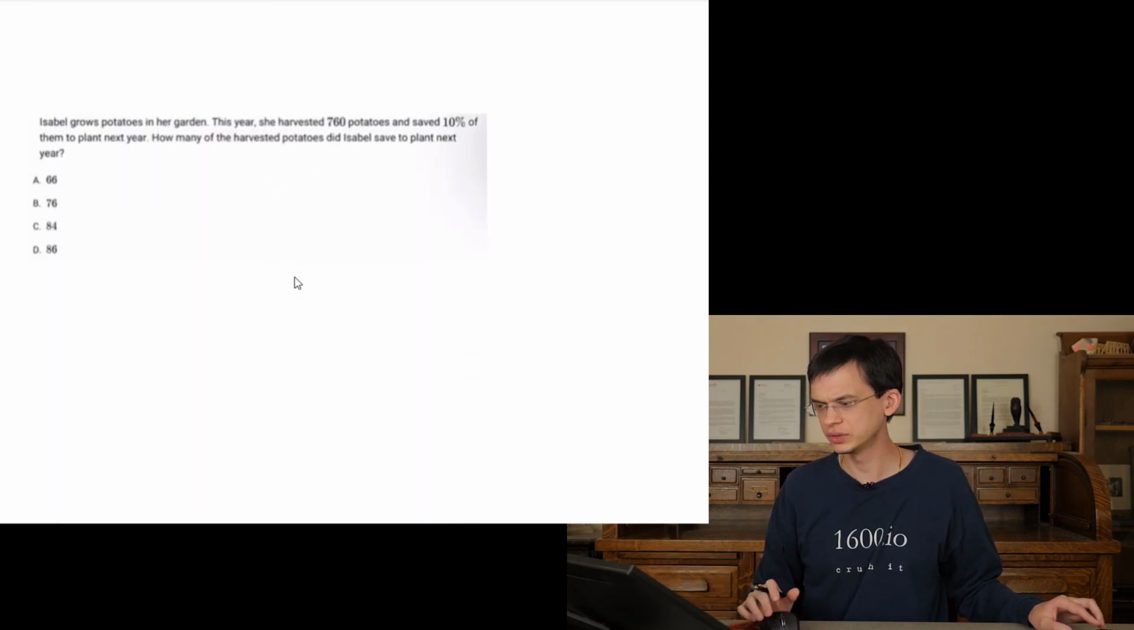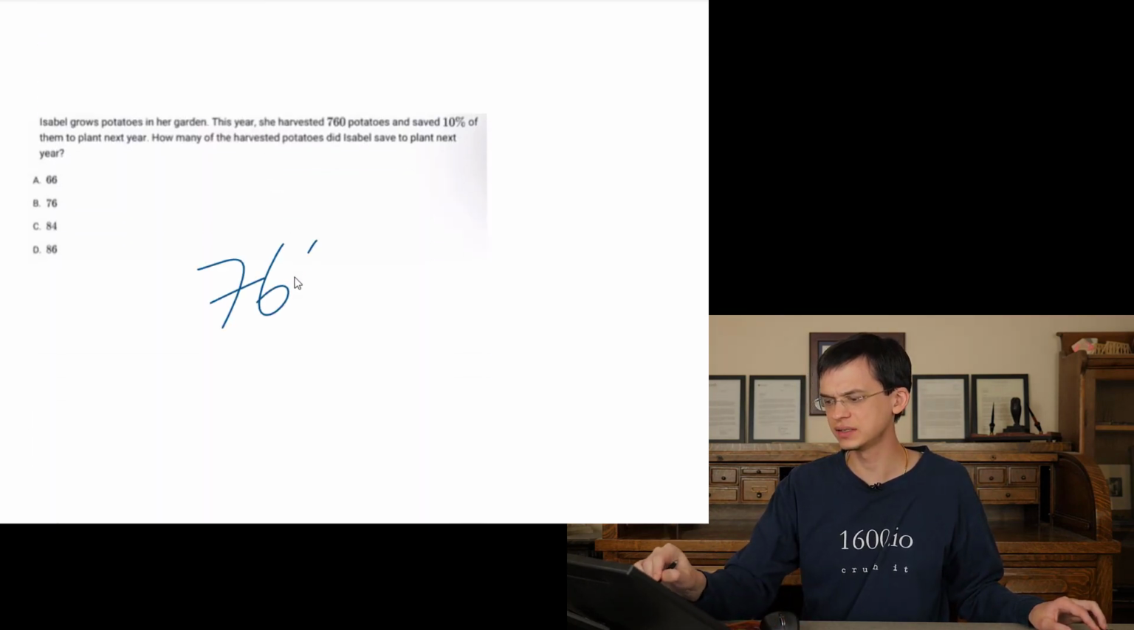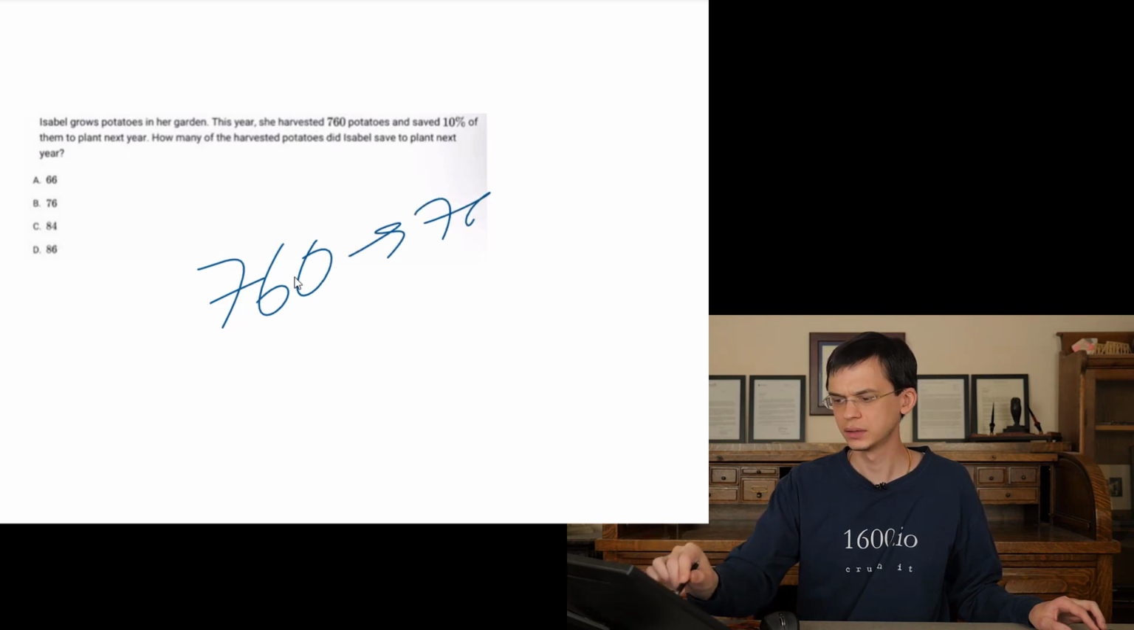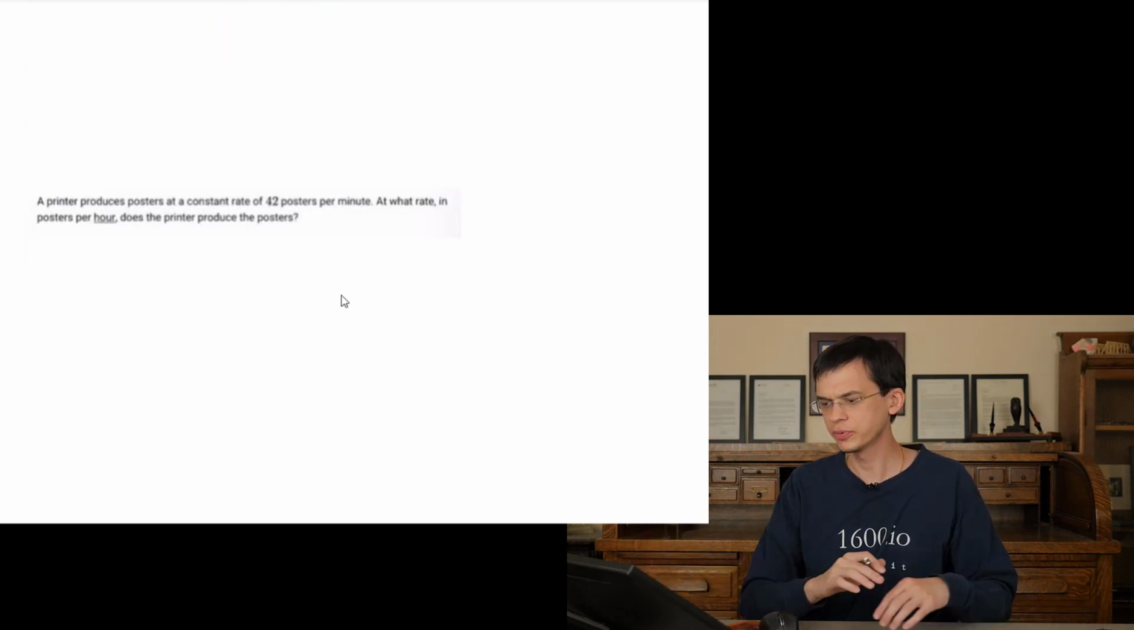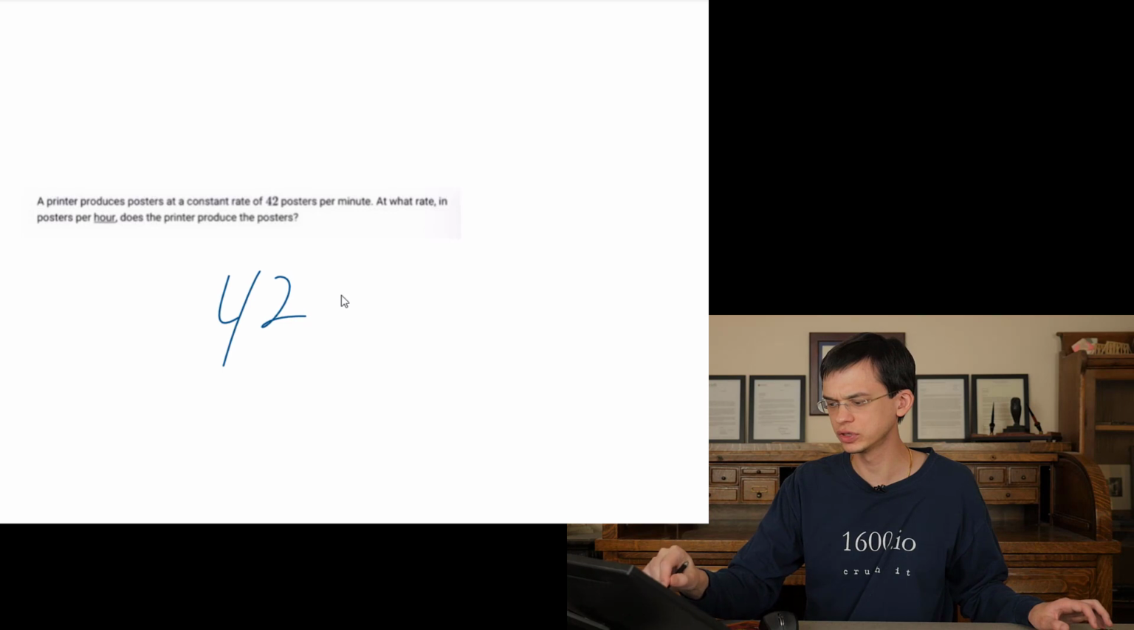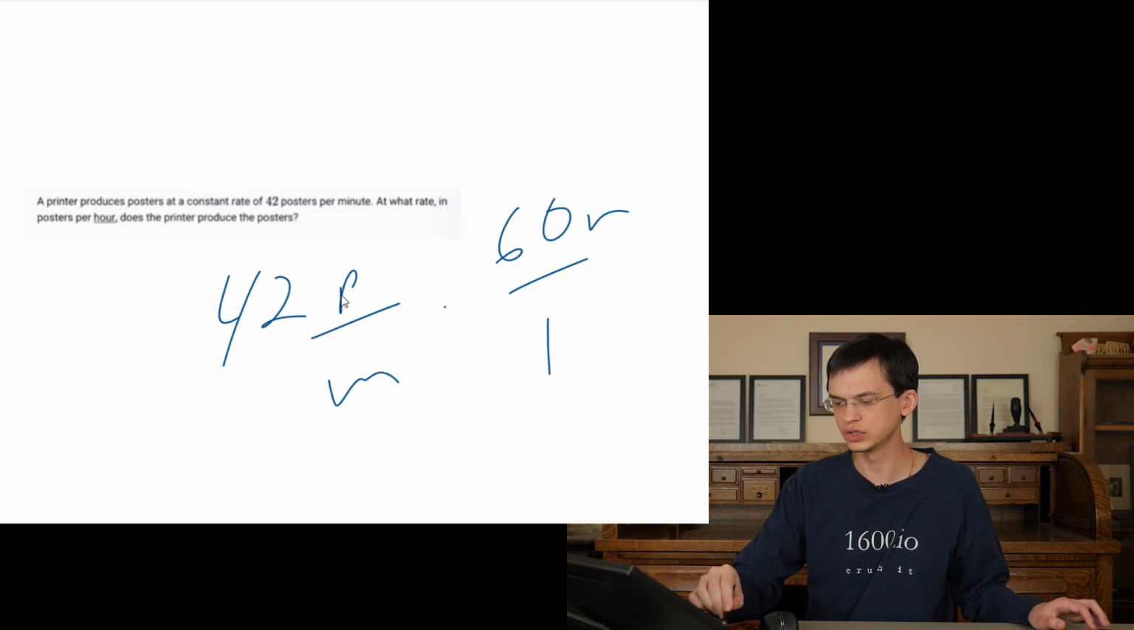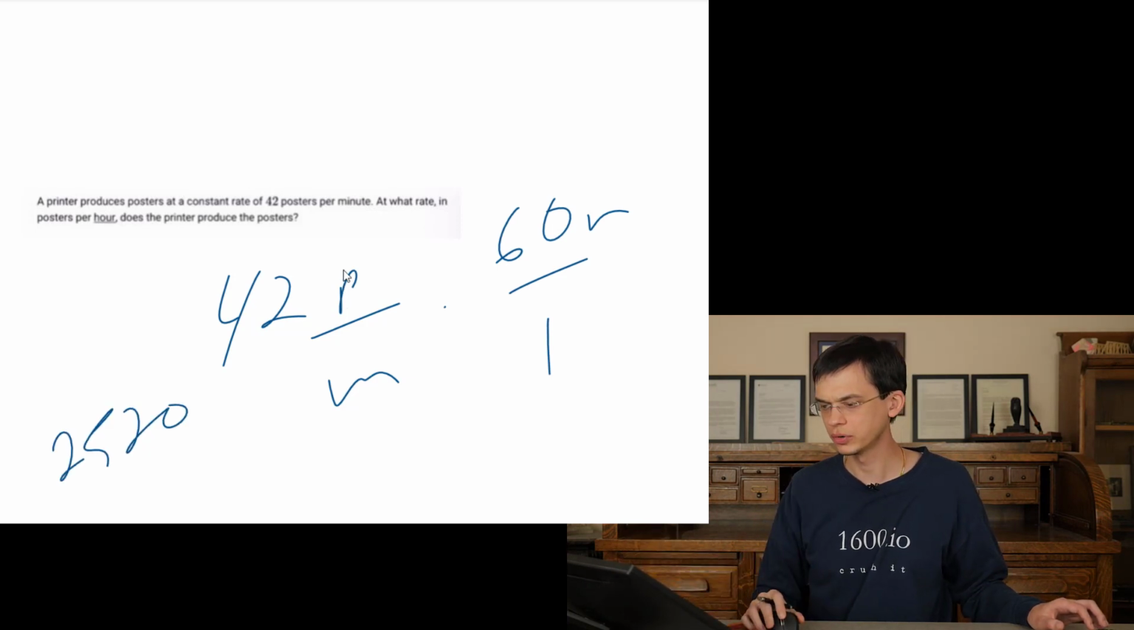Isabel grows potatoes. She harvested 760, and 10% of that is going to be 76. So that's B. A printer produces posters, 42 posters per minute. What's the rate per hour? There are 60 minutes in an hour, so 42 times 60 is 2520 posters per hour.